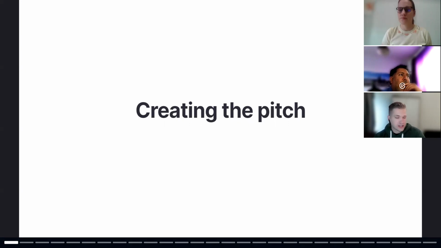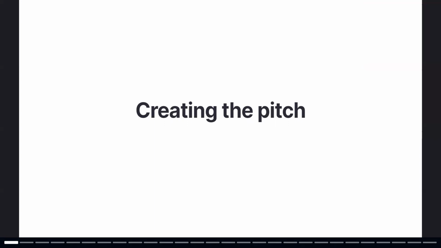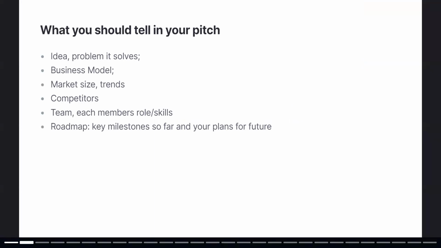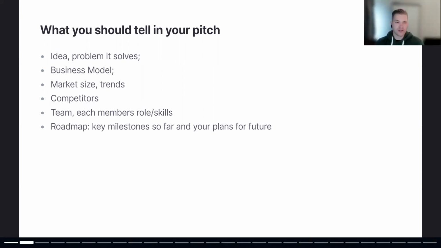Yeah, so creating the pitch or the presentation, and what you should include and maybe what you shouldn't. The things, of course, can change depending on the event where you are pitching. Sometimes there are criteria that have to be included obligatorily. I mostly included the things that we usually have asked in different but similar events.